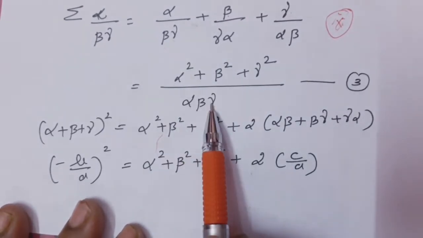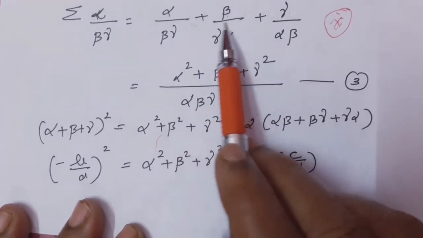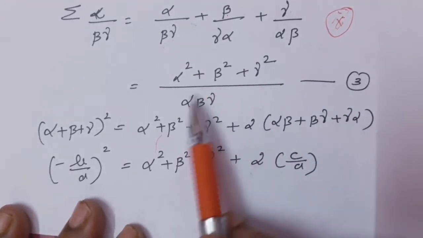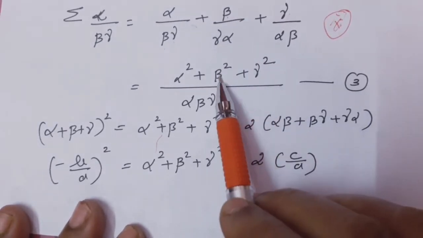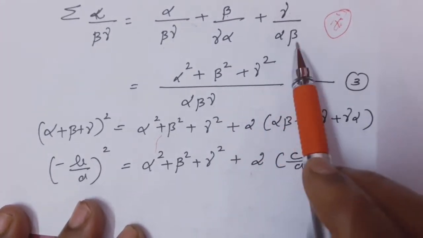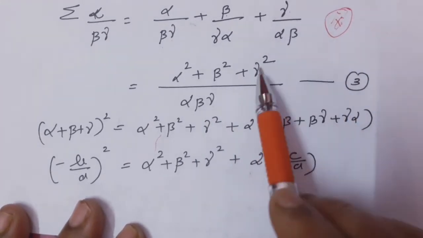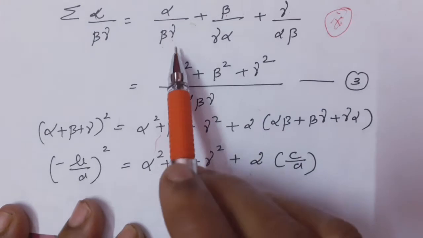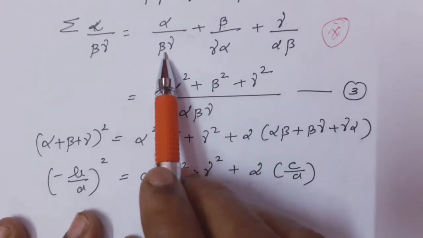We get alpha beta gamma in the denominator. The numerator is alpha square. Plus here, gamma alpha is present, and the balance is beta, so multiply with beta. Beta into beta is beta square. Plus alpha beta, and the balance is gamma, so multiply and divide by gamma, which gives gamma square.